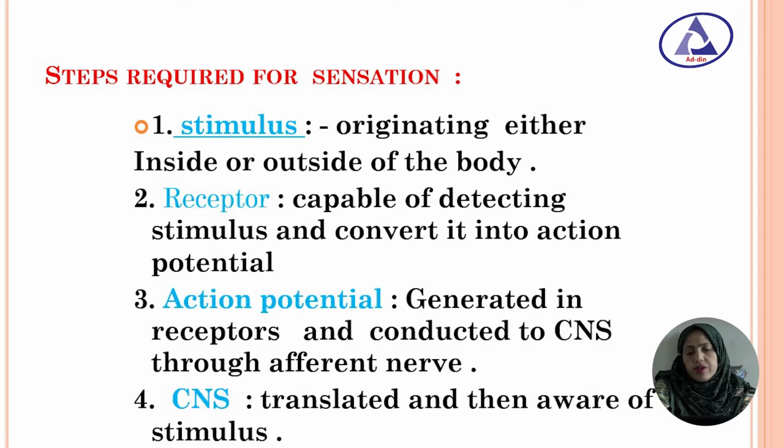And steps required for sensation: at first the stimulus. Stimuli originate either inside or outside of our body. Number 2 is the receptor, capable of detecting the stimulus and converting it into an action potential. The action potential generated in the receptor is conducted to the central nervous system through the afferent nerve. And the central nervous system translates it and then becomes aware of the stimulus.